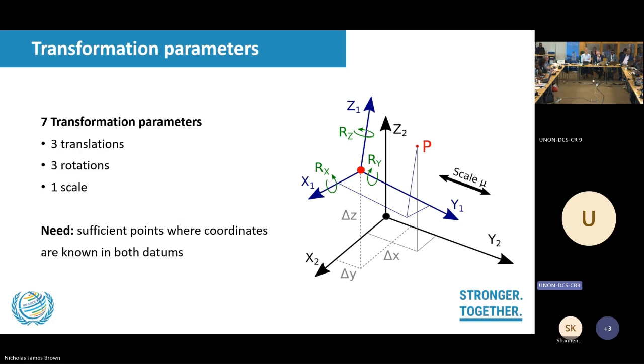And what it allows you to do is come up with these seven parameters: the translation, the rotation, and the scale of the reference frame. And then you can rotate and transform from one to the other and transform your data from one reference frame into another.